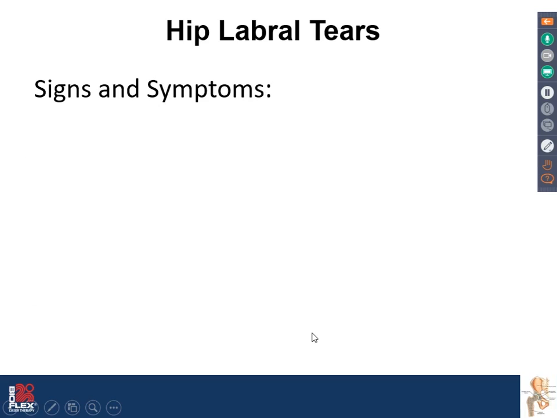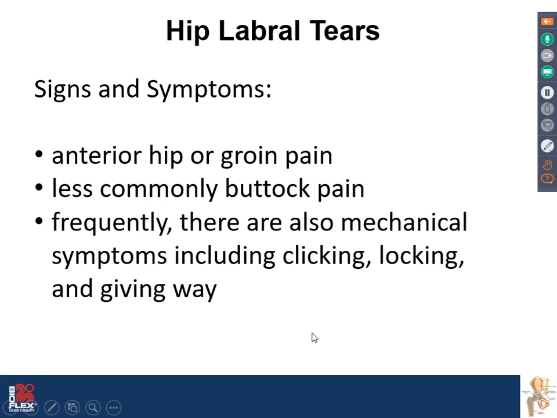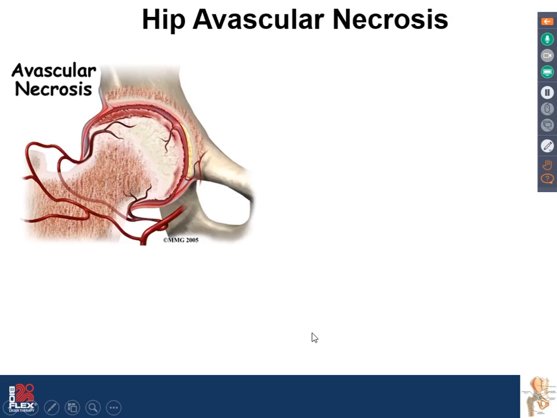Signs and symptoms of hip labral tears. There's typically anterior hip or groin pain with these patients. It's less commonly in the buttock, but it can be painful there as well through referral. Frequently, there are also mechanical symptoms, as I mentioned, perhaps clicking or locking or even the joint giving way. So these are all possible signs and symptoms of labral tears.